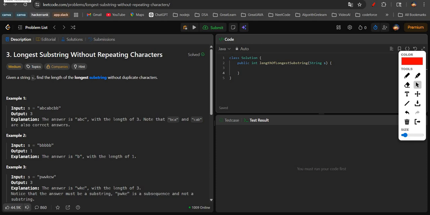Today I'm going to explain LeetCode's third problem, that is longest substring without repeating characters. This is the most important question. This question will be asked in many MNC companies like Amazon, Flipkart, like that. So let's see, guys, what is the concept of this longest substring without repeating characters.